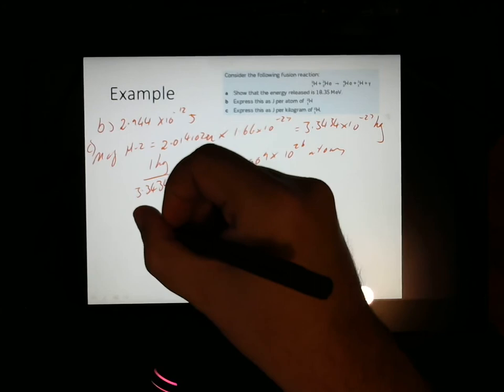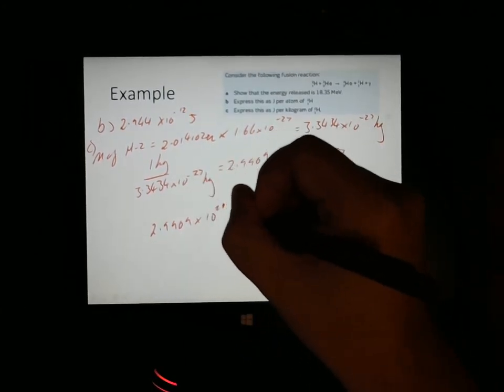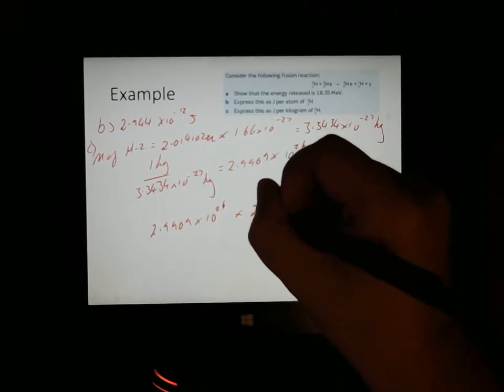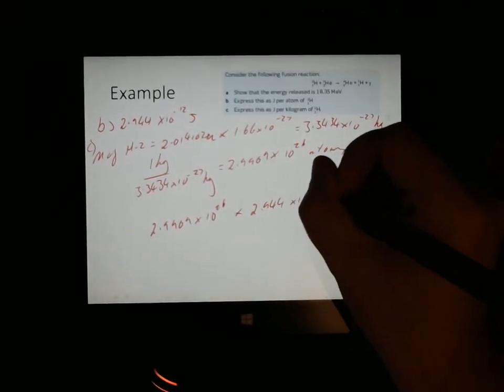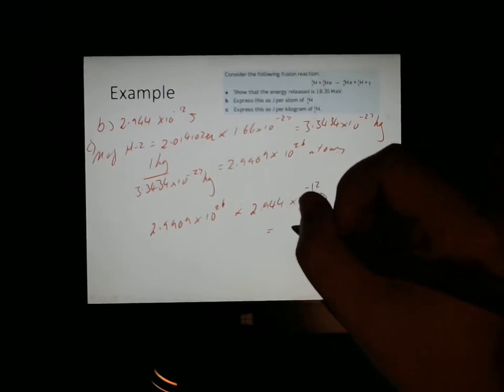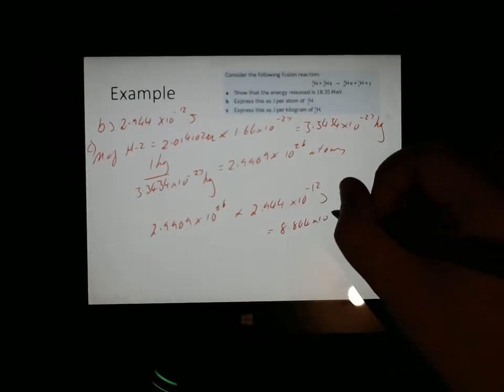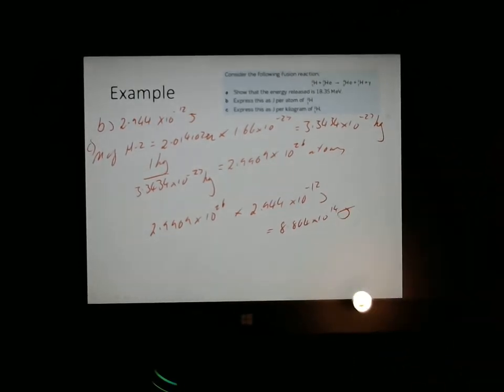So 2.9909 times 10 to the 26, multiply it by 2.944 times 10 to the negative 12 joules, gives me an answer of 8.804 times 10 to the 14 joules of energy. So, you know, that's a fairly large amount of energy for a kilogram of hydrogen. A kilogram of hydrogen is a fairly small amount of gas. And hydrogen cars will probably be something of the future.